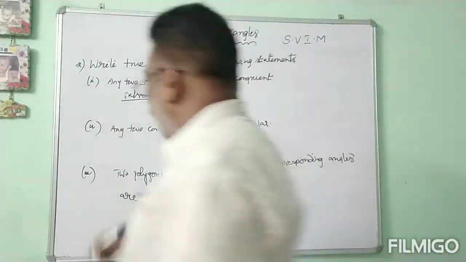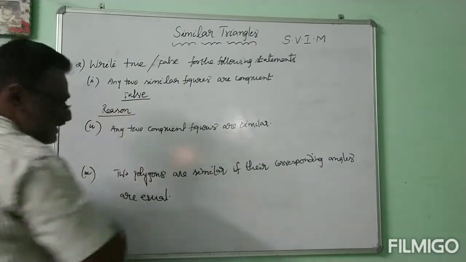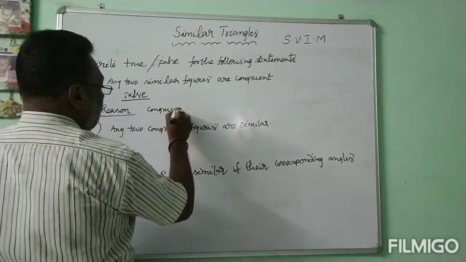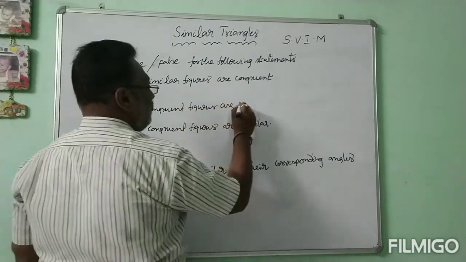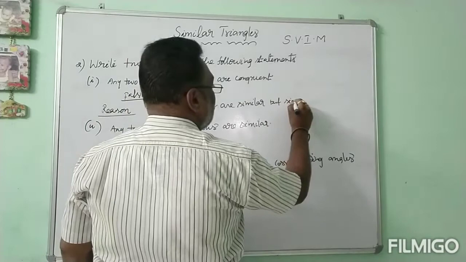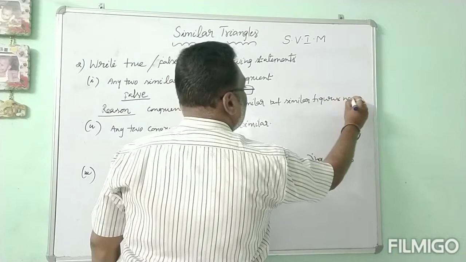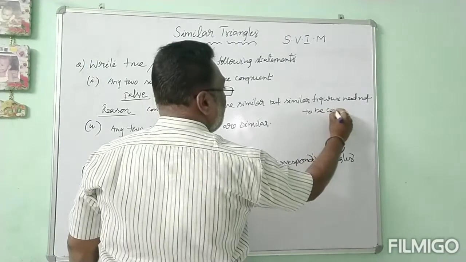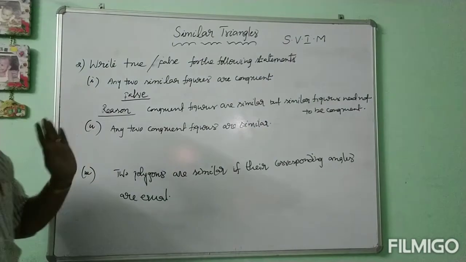But here, if you want to write the reason, the reason is congruent figures are similar, but similar figures need not be congruent. This is the reason for the first question.